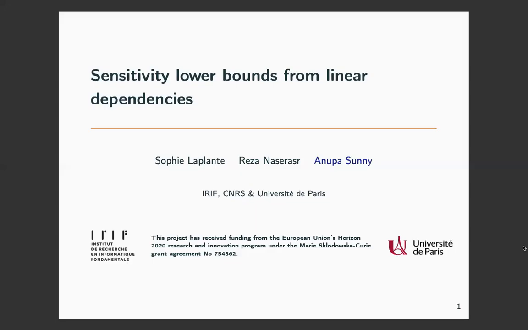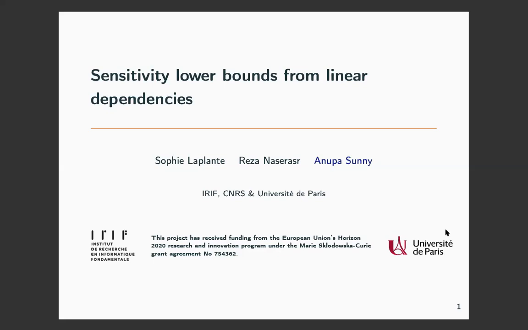The title of my talk is Sensitivity Lower Bounds from Linear Dependencies. I am Anupa Sunny, and this is joint work with my advisor Sophie Laplante and Reza Naserasr. The focus of this work is to take another look at Huang's breakthrough result that solved the sensitivity conjecture, and to get more structural results about the sensitivity of a function.